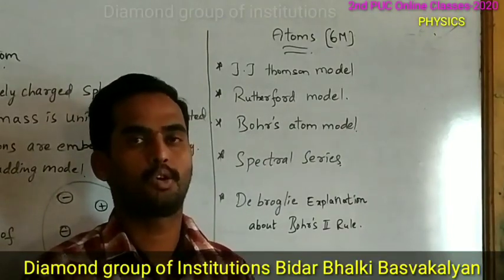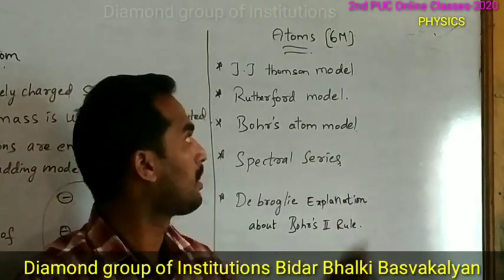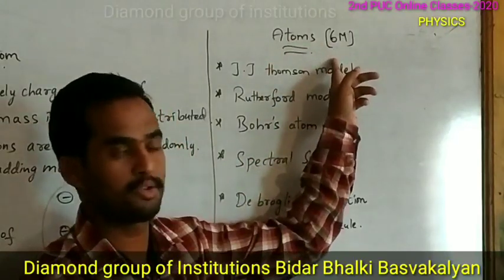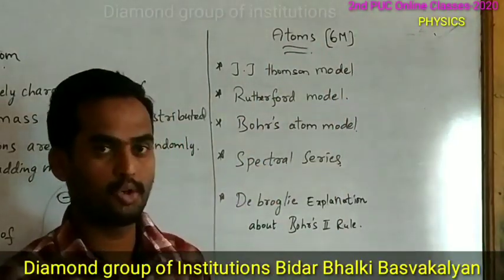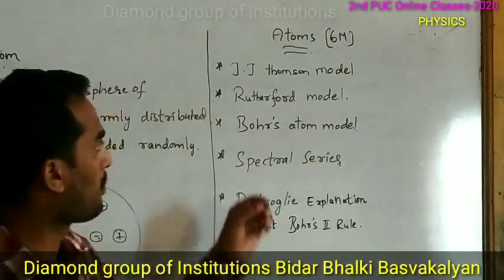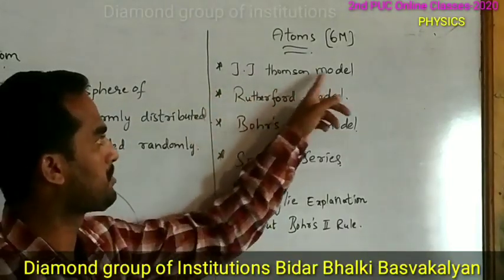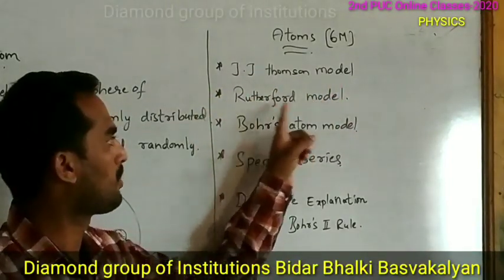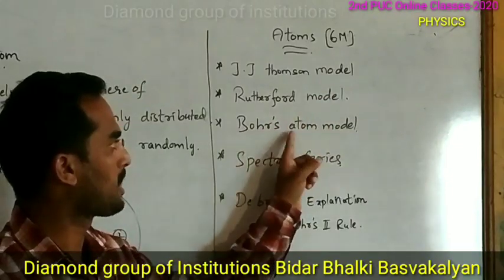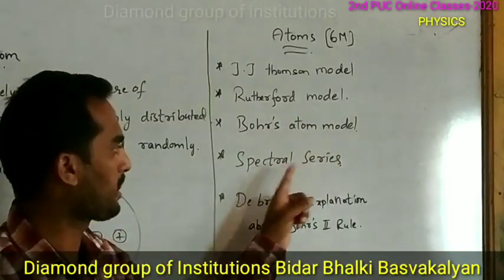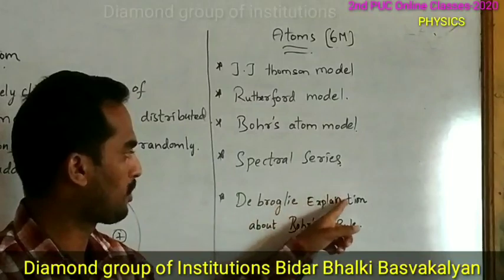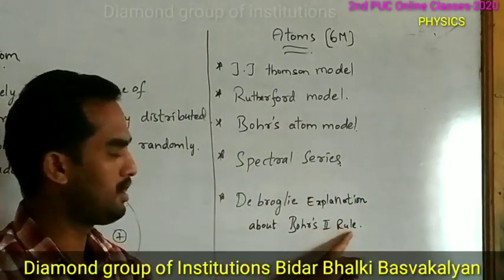Next, we are going to start a new chapter called Atoms. In that Atoms chapter, we are going to discuss the topics. First topic, J.J. Thomson model. Second, Rutherford model. Third, Bohr's atom model. Then, spectral series and de Broglie's explanation about the Bohr second rule.